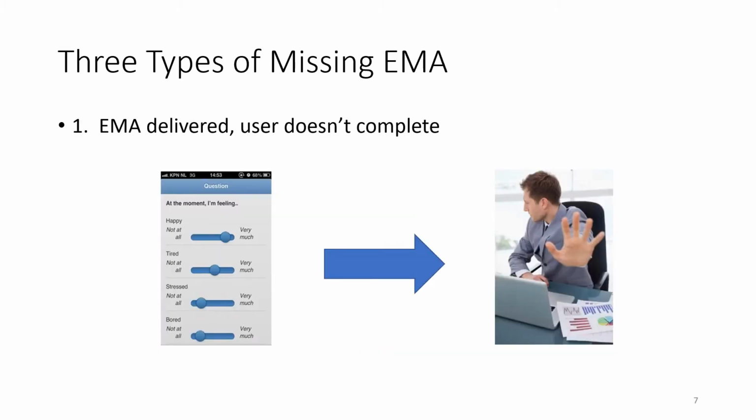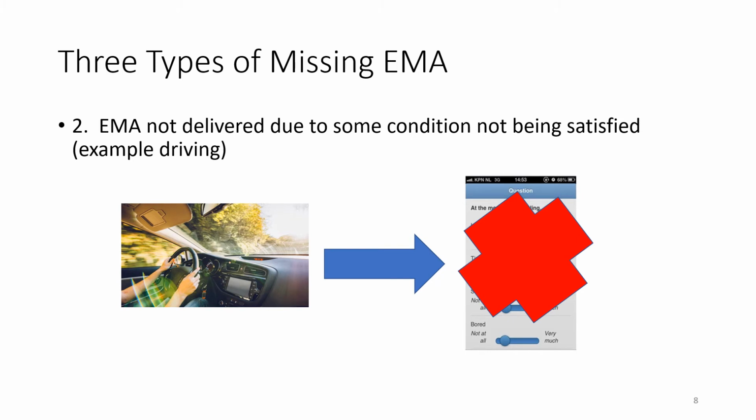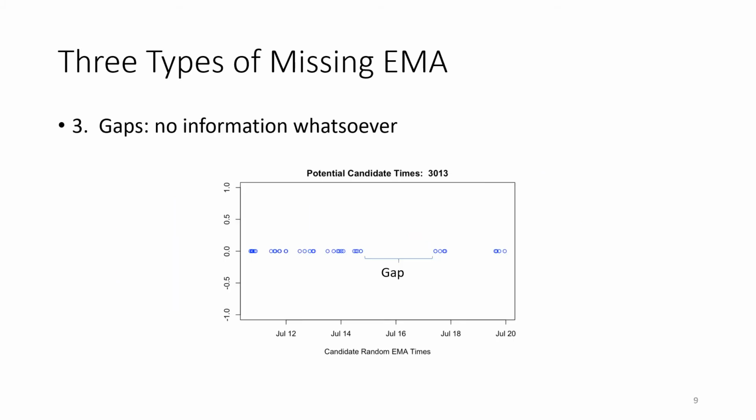So there's three types of missing EMA. The first is EMA is delivered, user doesn't complete. A second is that it's not delivered due to some condition not being satisfied, for instance, driving. The third involves gaps with no information whatsoever.